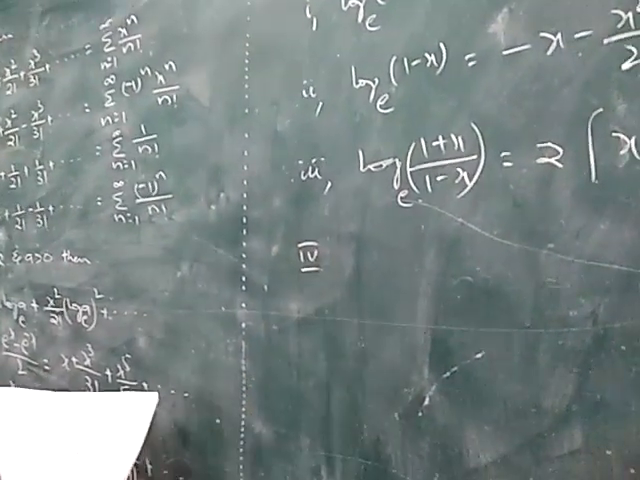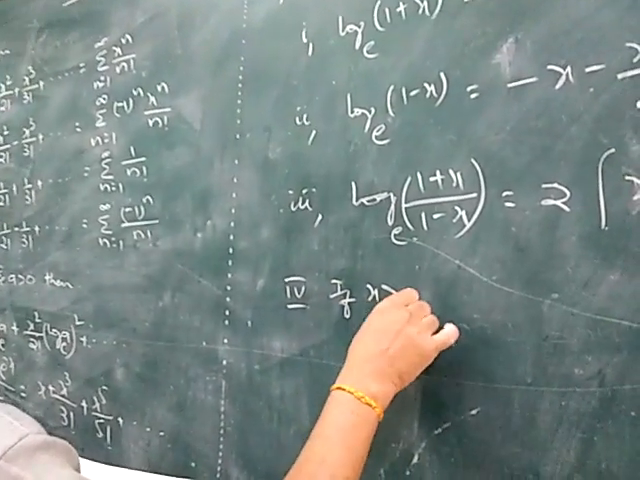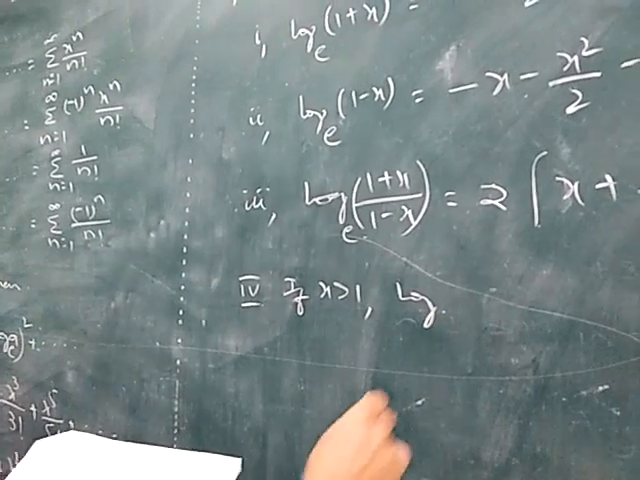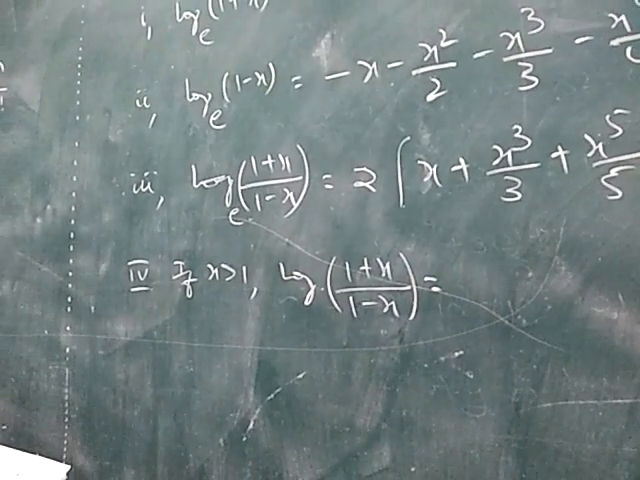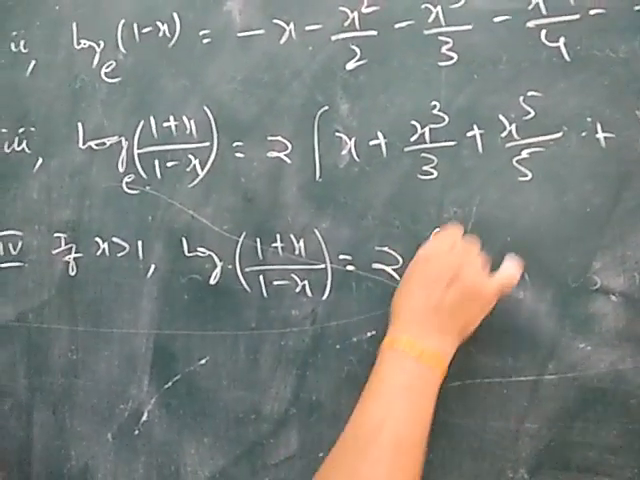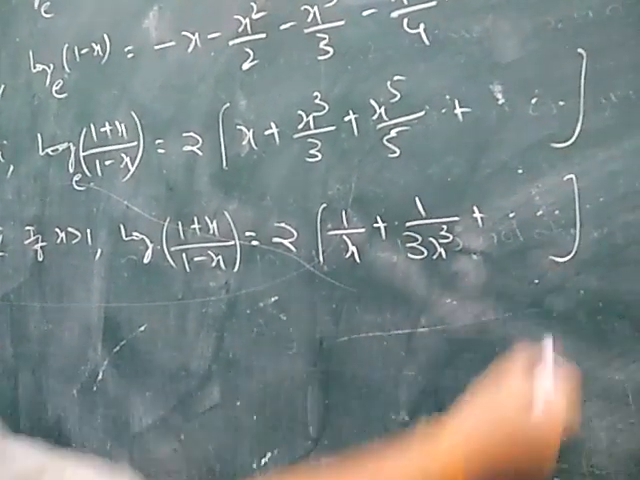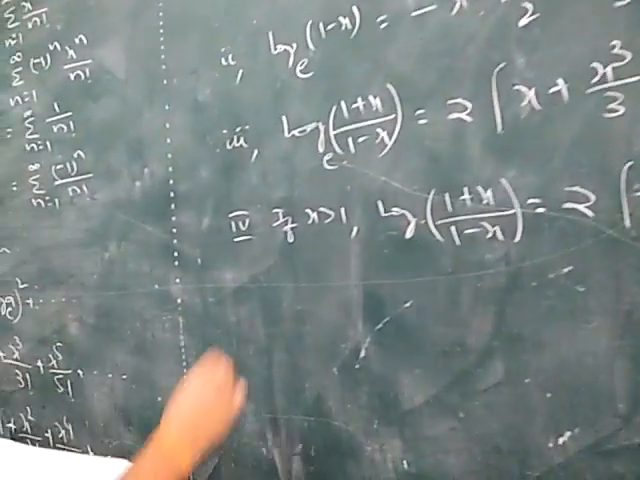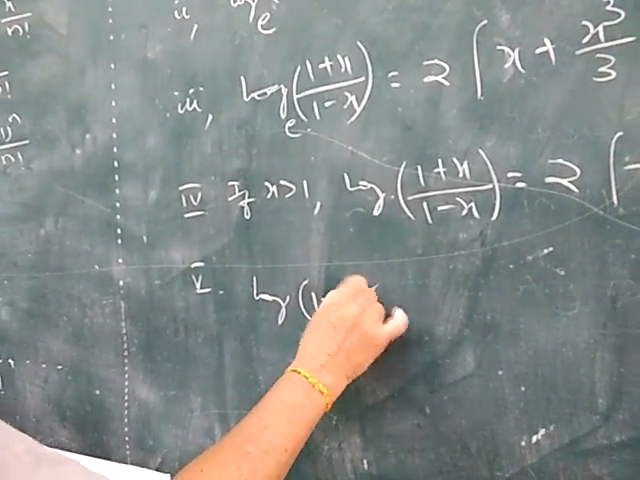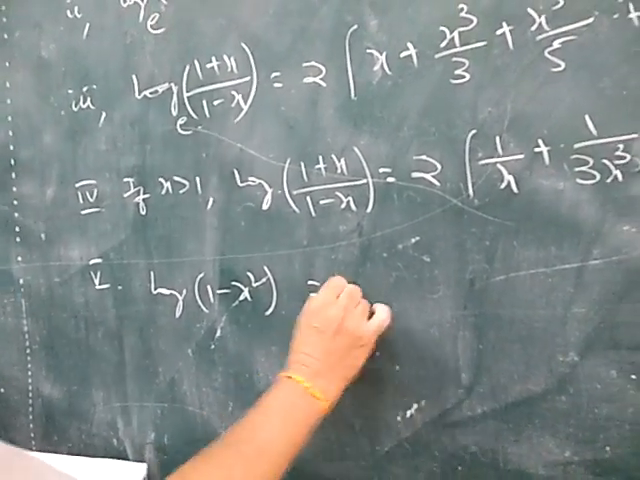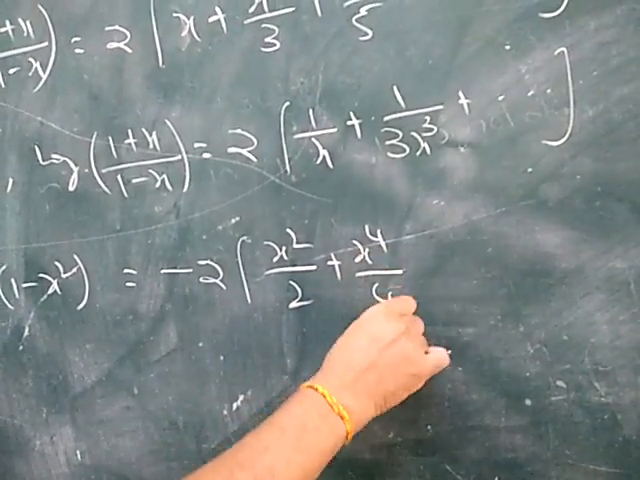And fourth one is, if x is greater than 1, log of 1 plus x by 1 minus x is equal to 2 into 1 by x plus 1 by 3 into x cube plus so on. Fifth one is log of 1 minus x square is equal to minus 2 into x square by 2 plus x power 4 by 4 plus so on.